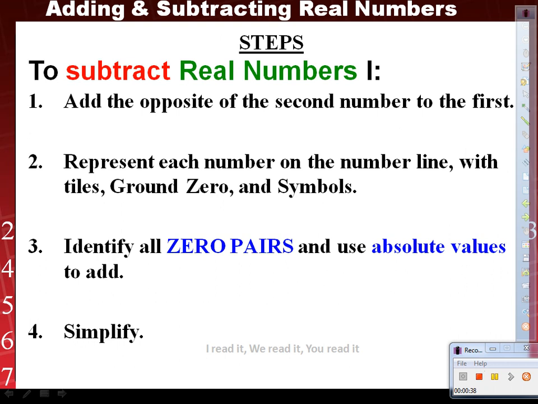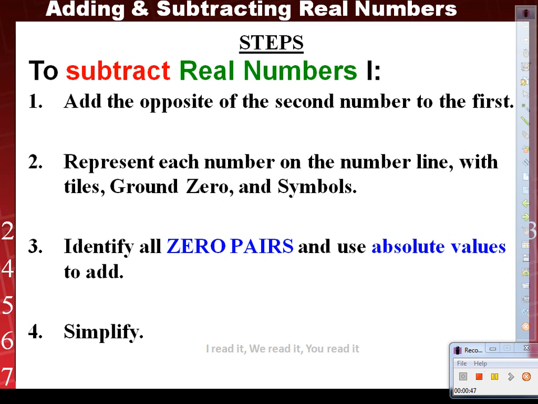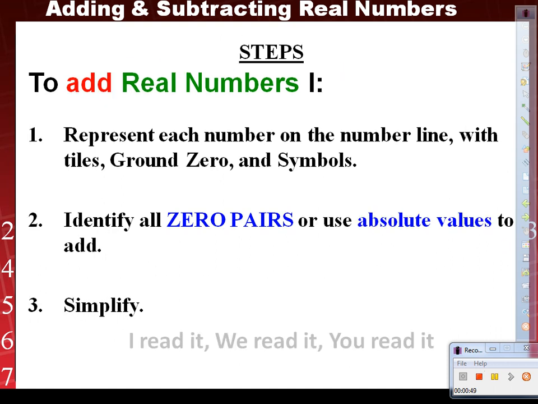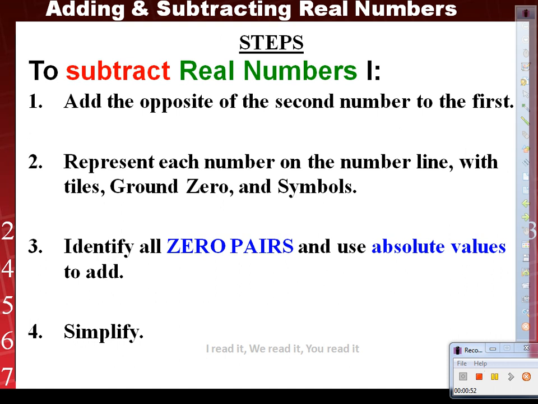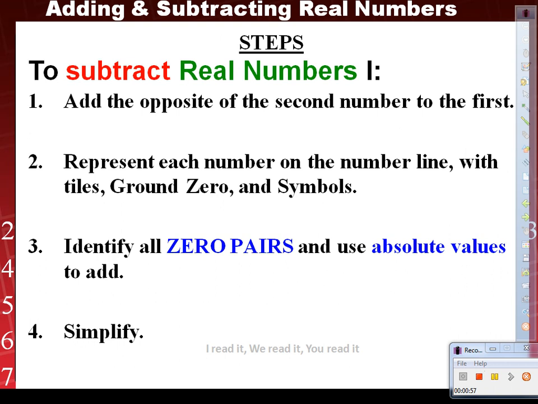So writing utensils down, look up to the screen. Addition, subtraction. Addition, subtraction. Addition, subtraction. Tell your neighbor the difference between addition and subtraction. That subtraction has one more step.